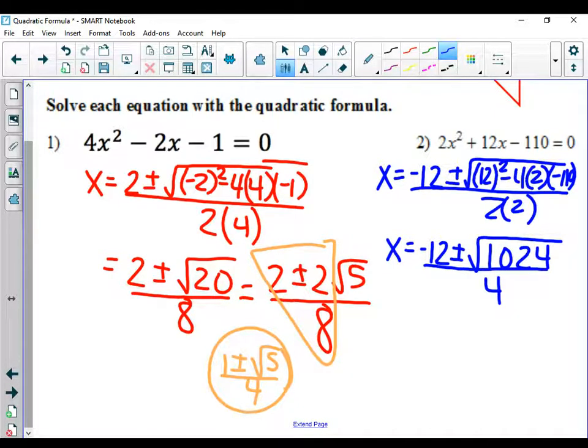Did y'all ever play that game? Oh. Cute game? 2048. Yeah, 2048. 1024 was the first one, or the one right before 2048. So what is the square root of 1024? 32.